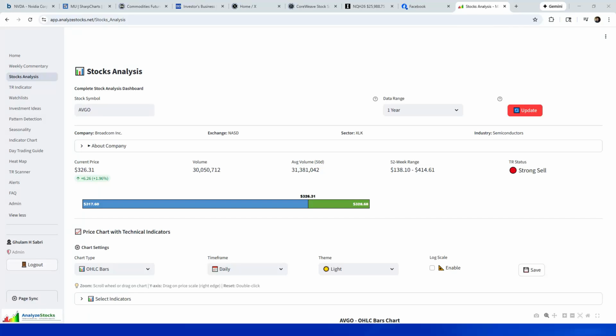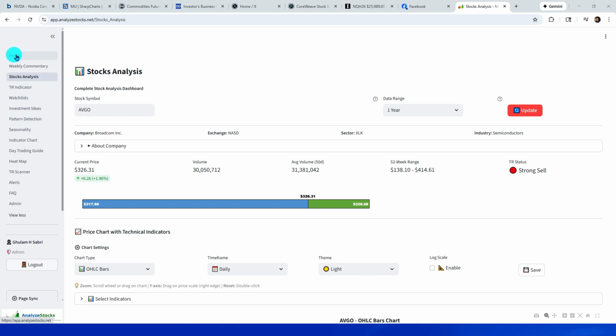Hello. What if you could analyze any stock in seconds, detect chart patterns automatically, and get AI-powered confidence scores, all for less than $1 a day? I'm Sabri from MJ Software, and today I'm giving you a complete tour of our AI-powered web-based stock analysis platform. Let's dive in.